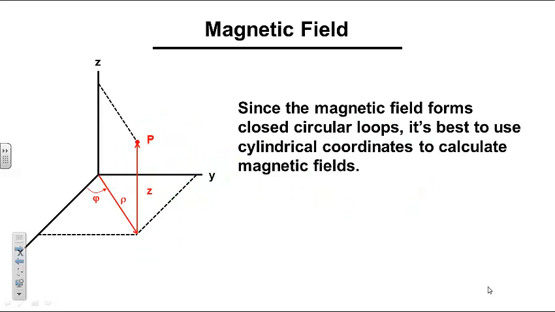Since the magnetic field forms closed circular loops, it is easiest to describe the magnetic field using cylindrical coordinates. Specifically, the phi axis is convenient for magnetic fields since it too forms a closed circular loop.